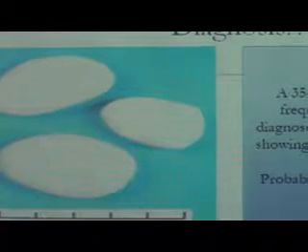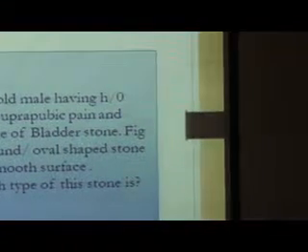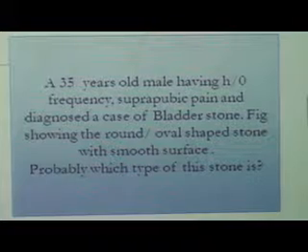So now, can anyone please read this case scenario? A 35-year-old male having a history of frequency and suprapubic pain, diagnosed as a case of bladder stone. The figure shows a round or oval shaped stone with smooth surface. Probably which type of stone is it? Tell me the answer. Uric acid stone. Is it clear? Round, oval, male age, right?